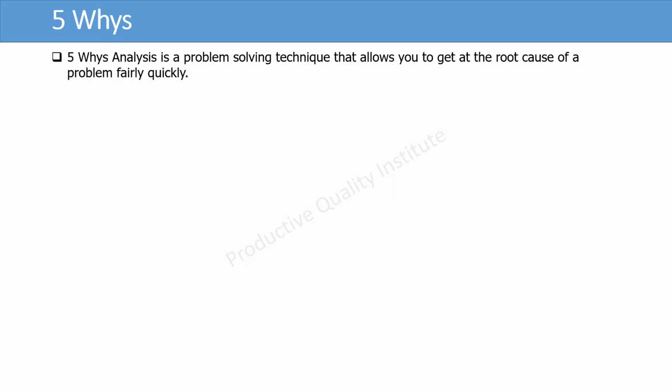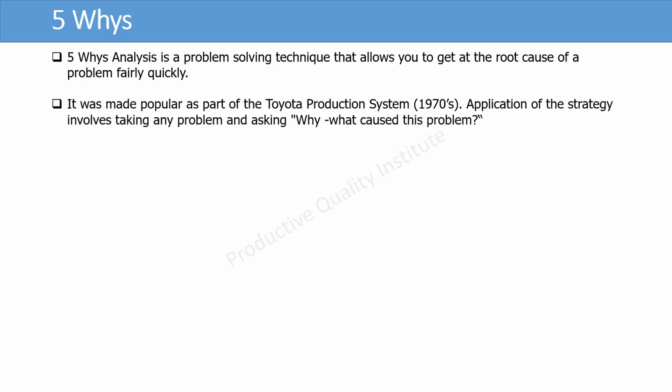Five whys analysis is a problem-solving technique that allows you to get at the root cause of a problem fairly quickly. It was made popular as part of the Toyota production system. Application of the strategy involves taking any problem and asking, why, what caused this problem?